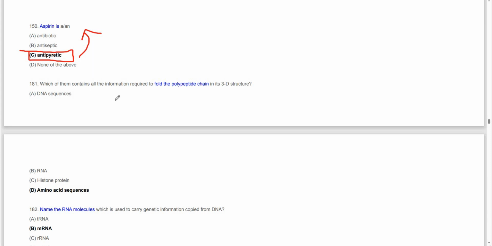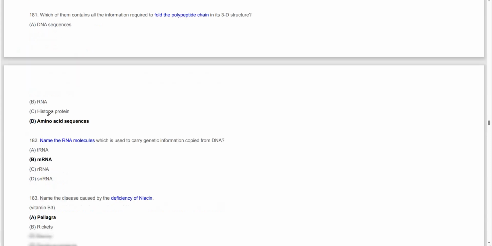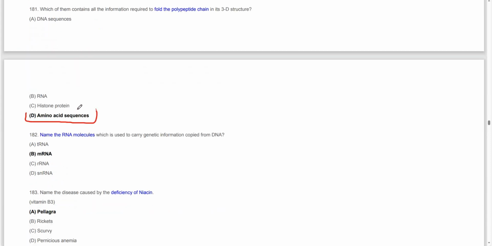Which of the following contains all the information required to fold the polypeptide chain into its 3D structure? Amino acid sequence is the one that is required. Amino acid sequence contains all the information required to fold the polypeptide chain into its 3D structure.